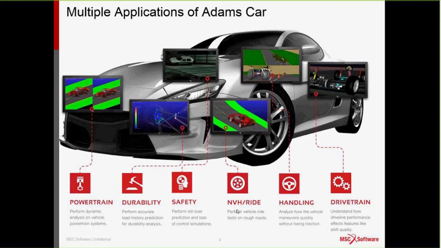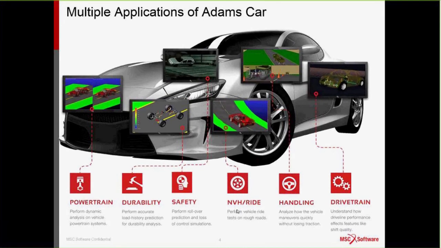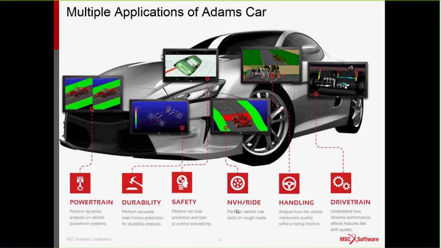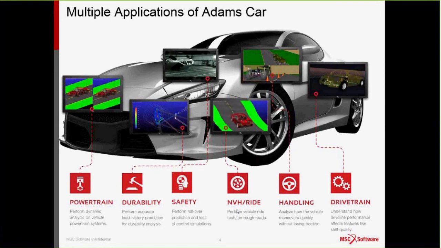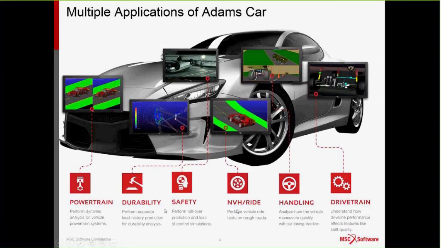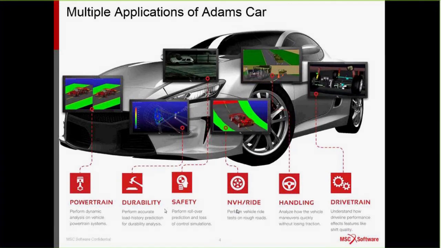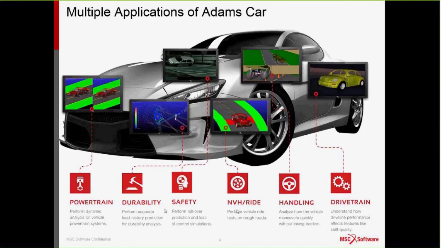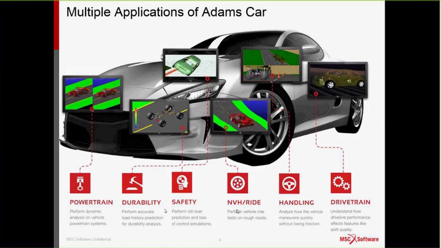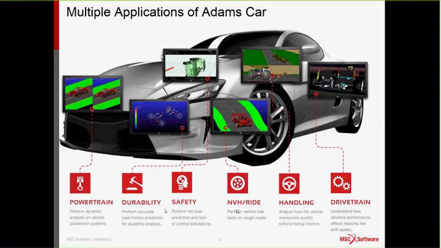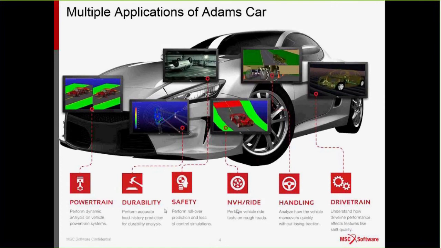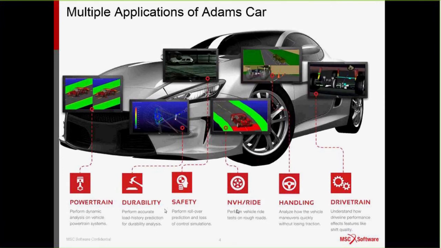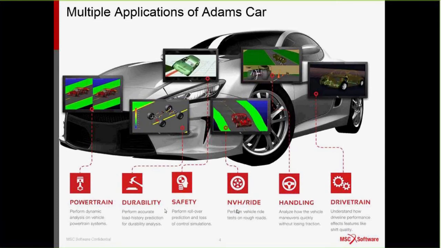And sometimes you can couple Adams with other control software to study things like the ABS system or the electronic stability controls. Of course, in the durability area, Adams is well known for its high accuracy in predicting the load history on different components. That information will be exported to an FEA software or fatigue software to further study the durability or the stress and strain of certain components in a vehicle.